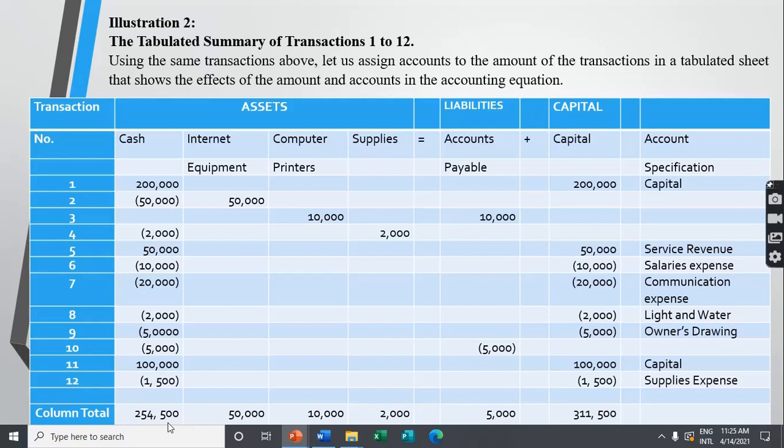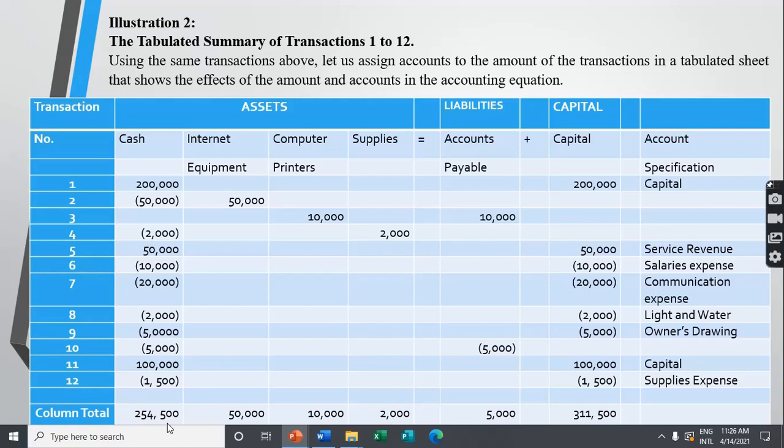So, magkano? 5,000 plus 311,500. Okay? 316,500. So, tama yung accounting equation natin. Tama yung amount nila. Na yung asset mo is 316,500 and yung liabilities plus capital mo is 316,500 also. So, tama yung ginawa nating computation and tama yung ginawa nating pag-summarize ng transactions natin.